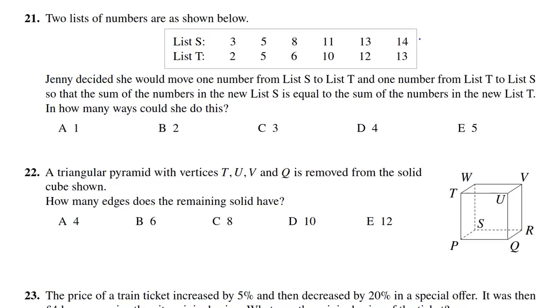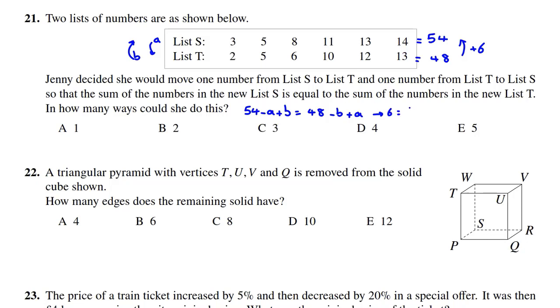At first, let's consider the initial sum in each list. 3 plus 5 is 8, 8 plus 8 is 16, 16 plus 11 is 27, then 40, then 54. And for list T: 2, 5, 11, 21, 33, 46... the sum is 48. The difference is 6. When you move, suppose we select A from S and move it to T, and we select B from T and move it to S. Then 54 will be subtracted by A and added by B, and 48 will be subtracted by B and added by A. And then 54 minus 48 will be 6.